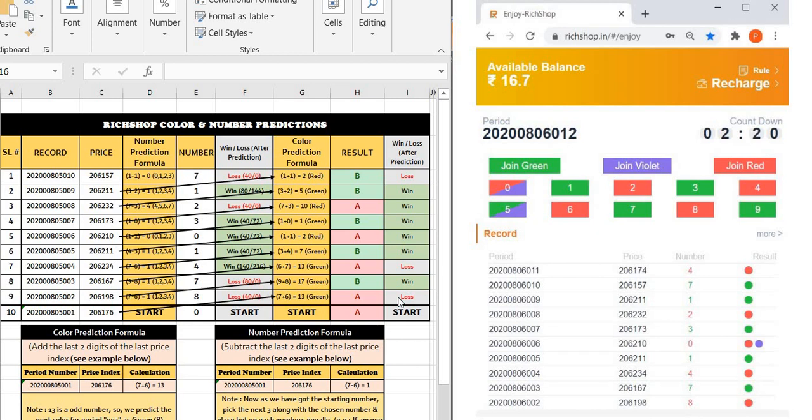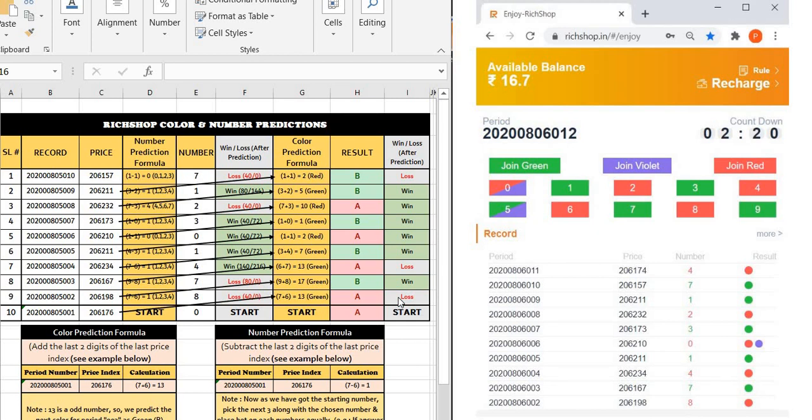Now, as I know that I have failed because I practically traded 10 rupees on green. If I would have won, I would have made 19 rupees. But as I have lost, I have lost that money.